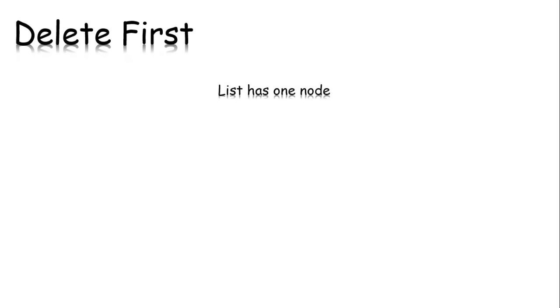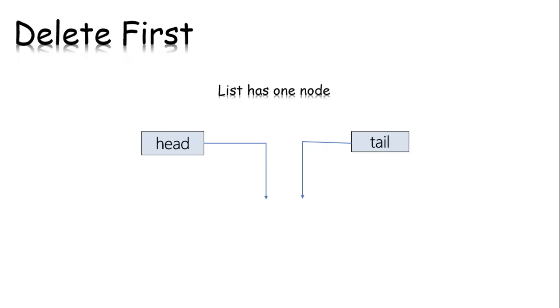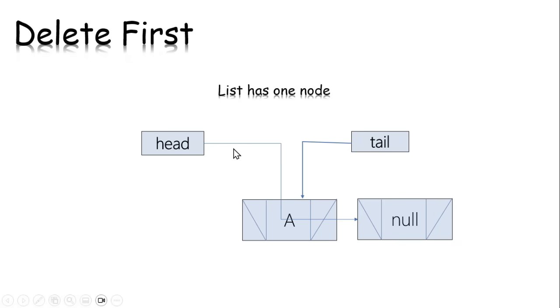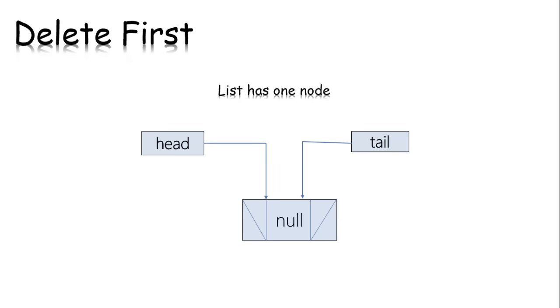In the second situation, when the list is not empty, the first case is that the list has only one node. So your doubly linked list will look like this. The head and the tail will point to the same node. In this case, I have A. If you wish to delete a node in this situation, then you have to instruct the pointer of the head to point to null like this, and then the pointer of the tail to point to null like this. After this deletion, your doubly linked list will look like this.